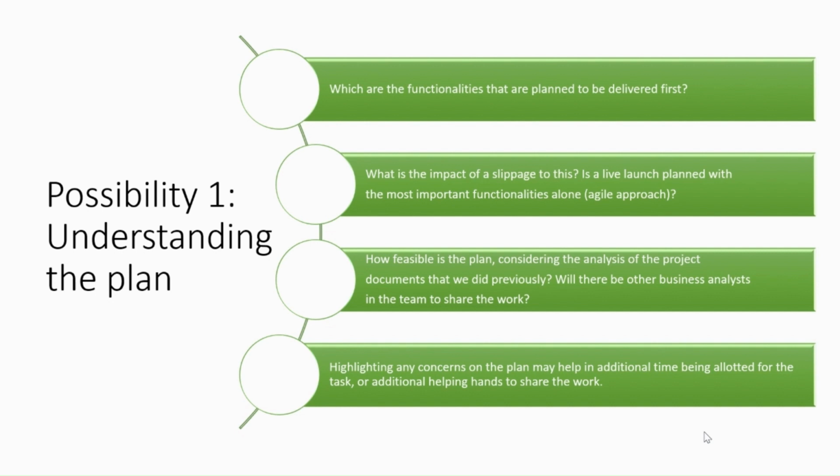The next thing that we may need to consider is to understand how feasible the plan is, considering the analysis of the project documents that we did in the previous step. Also, another point which we may need to understand is whether there will be other business analysts in the team to share the work. Now, at this stage, if we think that we lack the necessary clarity to complete the deliverables or do not have sufficient time to complete the deliverables on time, it may be good to highlight such concerns on the plan, as this could help us in getting additional time or additional helping hands to share the work.